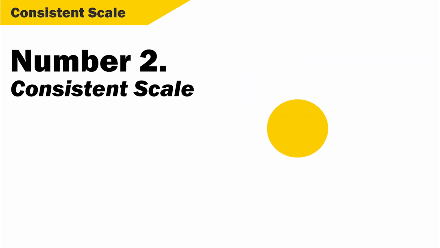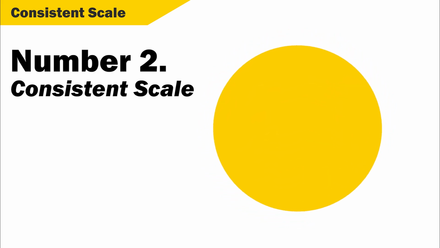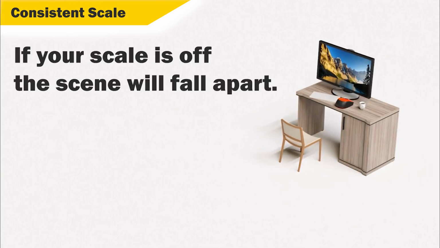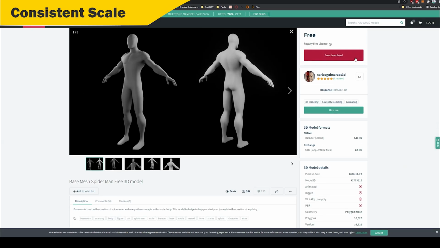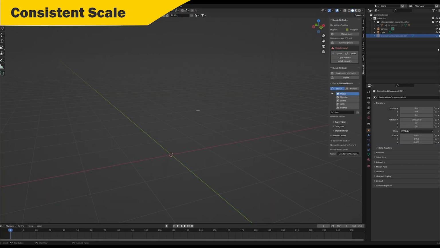Number 2. Another huge issue I see plaguing beginner work is scale, and more specifically the lack of consistency. Your materials, lighting, and models could all be perfect, but if your scale's off, the whole scene falls apart. Luckily, this is a super easy thing to fix, and the easiest way I find is to download a human scale mesh from somewhere like TurboSquid, and put it in your scene.